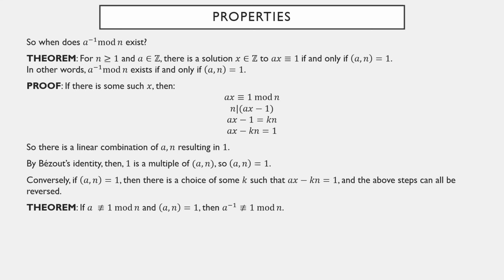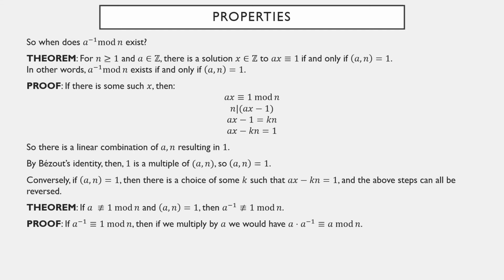Here's another theorem. If a is not equivalent to 1 mod n, and a is relatively prime to n, then a inverse is not equivalent to 1 mod n. This is a quick thing to prove. It's just a nice little initial observation.